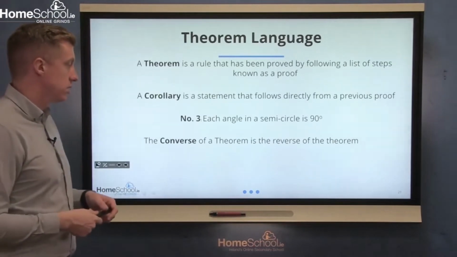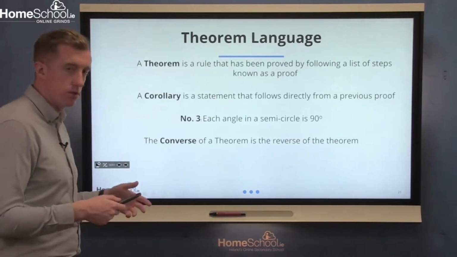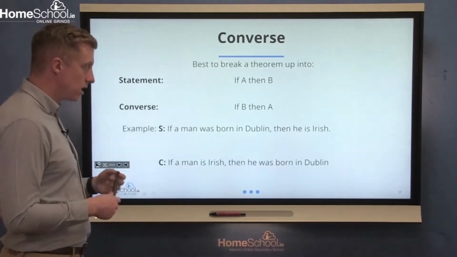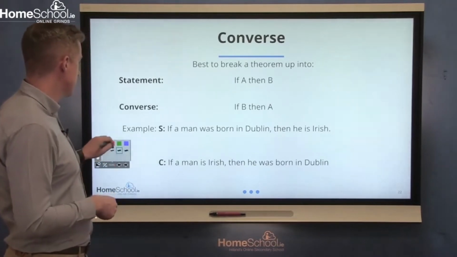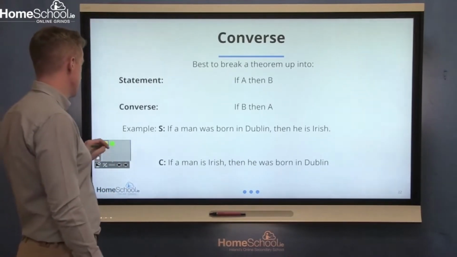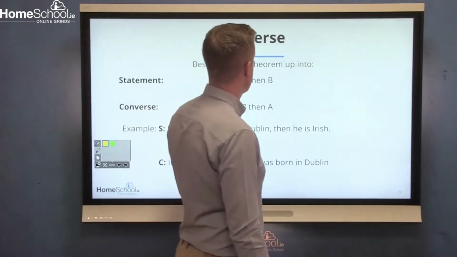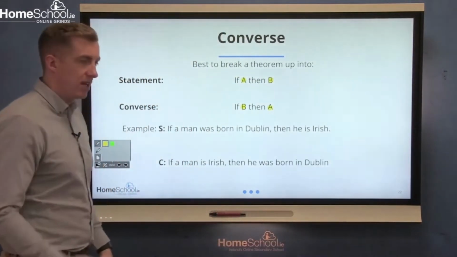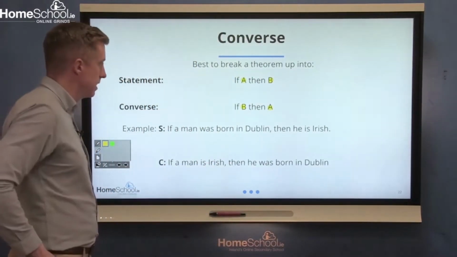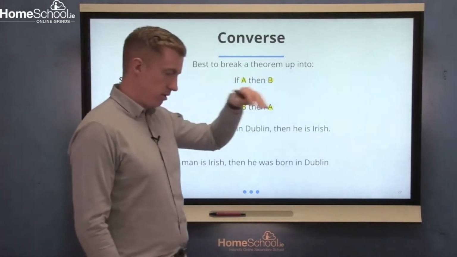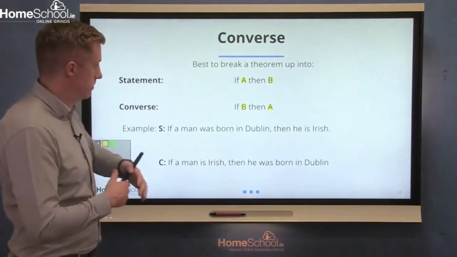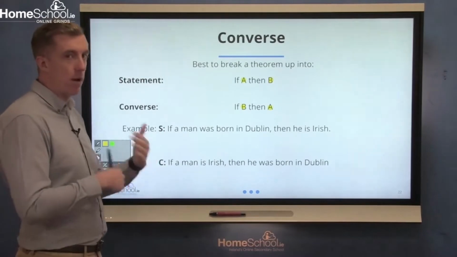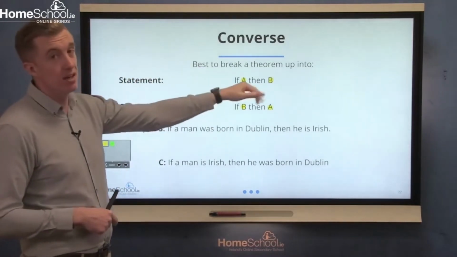Converse then is another one. The converse of a theorem is almost like the reverse, and I'm going to show you what that looks like in a second. When we talk about a converse, what's quite helpful to do is split a theorem up. I've taken a non-mathematical theorem, just to help us with the understanding. You break a theorem up into two sections, A and B, an if and a then. So if something, then something else. If the statement is if A, then B, then the converse of that is I swap A and B. I leave the if and the then exactly where they are, and I just swap A and B. So the converse would be if B, then A.